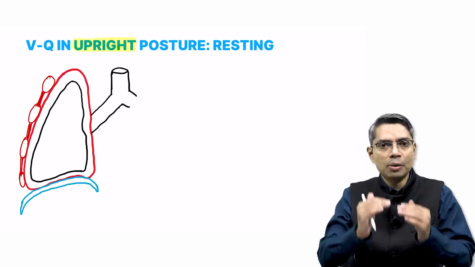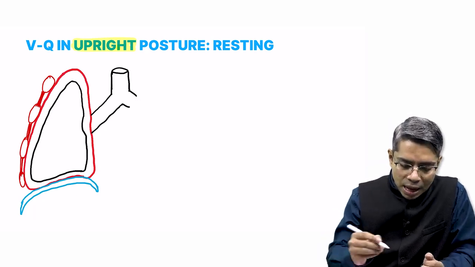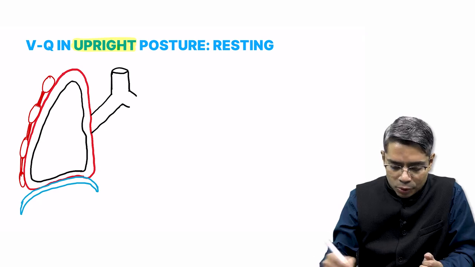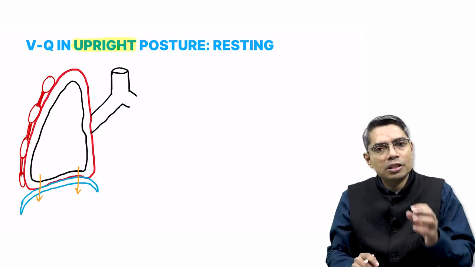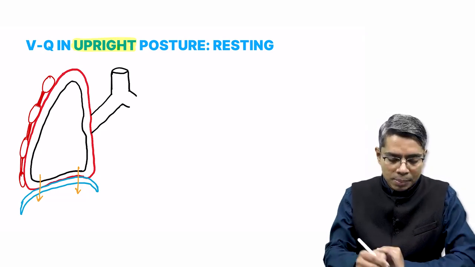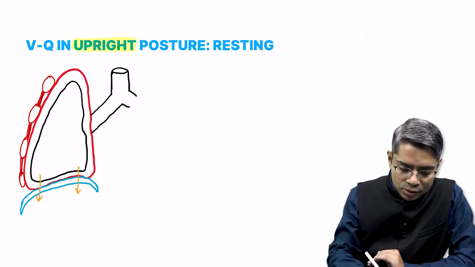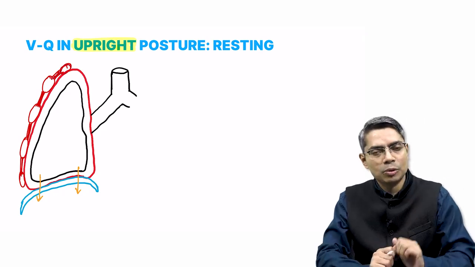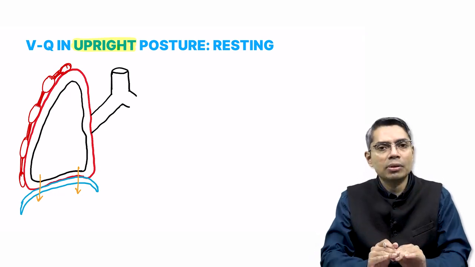It can go up and down depending on the gravitational effect. So when the person is in upright posture, the gravitational force will pull the lung in the downward direction. The gravitational force is pulling the lung downward, but the chest wall is already fixed with the parietal pleura. So what is going to happen? As if the lungs are going in the downward direction.